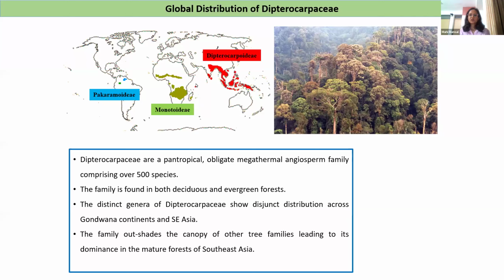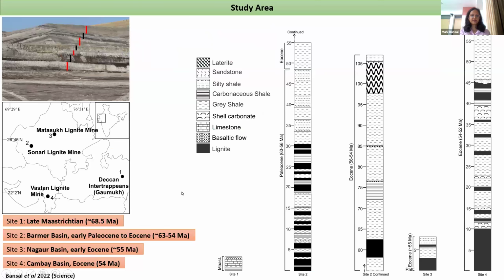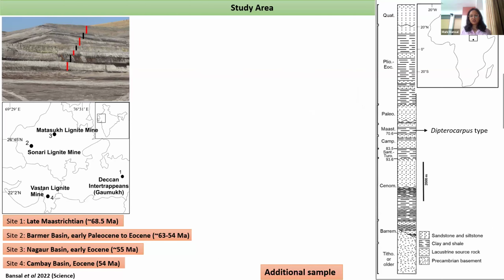Now, to look out for Dipterocarpaceae fossils, we collected sediment samples from 4 Indian geological sites. So here, site 1 is in central India, that is around 68 million years old, and the rest of the 3 sites are lignite mines that are situated on the western India, and they are around 63 to 54 million years old. Additionally, we also processed some samples from the Northeast Africa, and these samples dated back to 68 million years old.